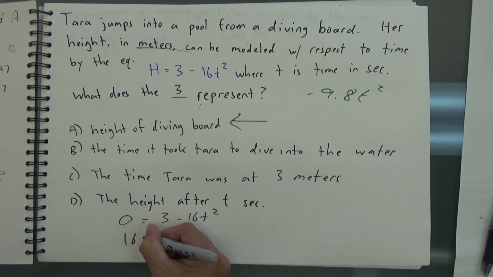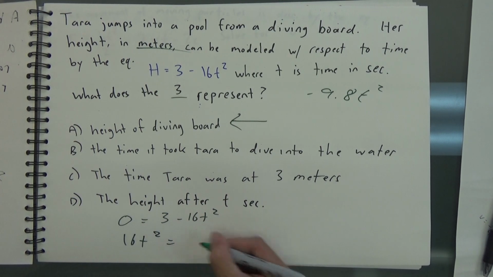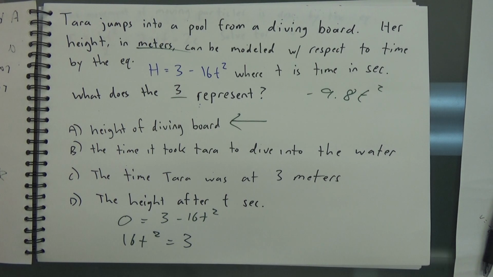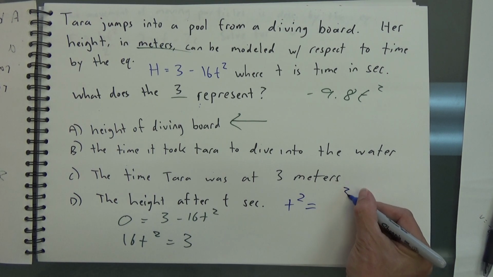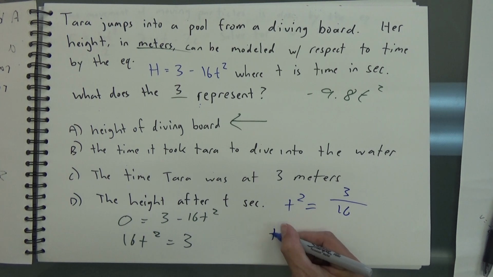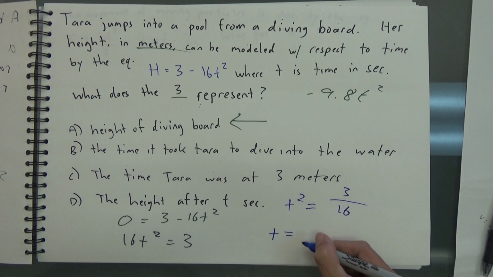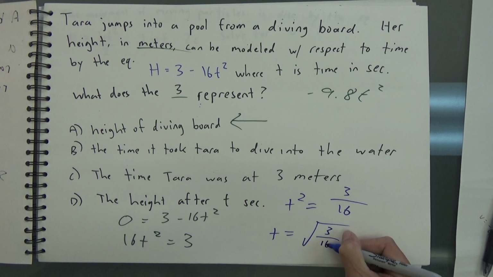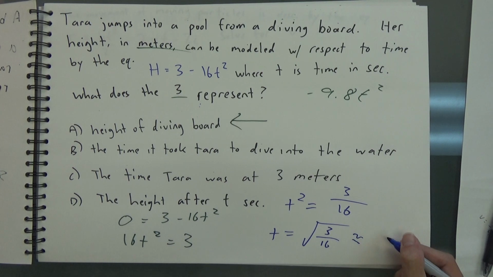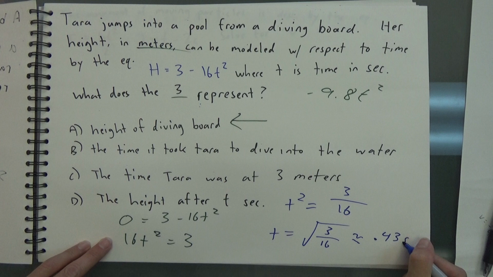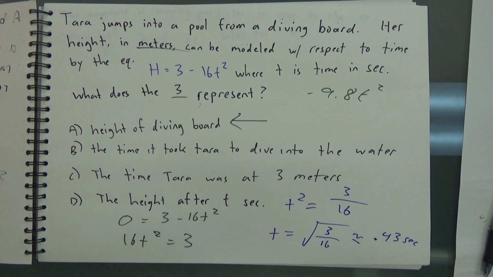So that's 16 t squared. I add that, it is equal to 3. So that t squared is equal to 3/16. t is equal to the square root of 3/16, which is about 0.43 seconds. So not long at all.